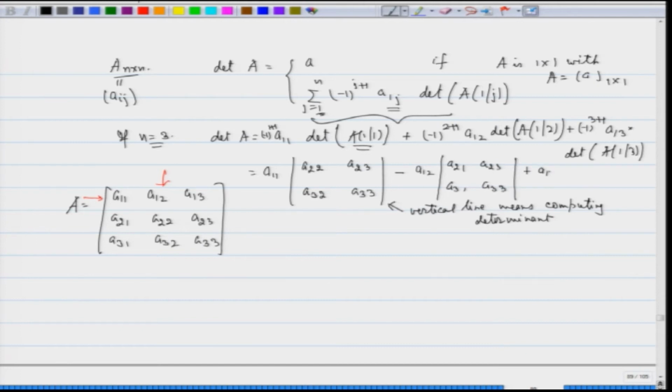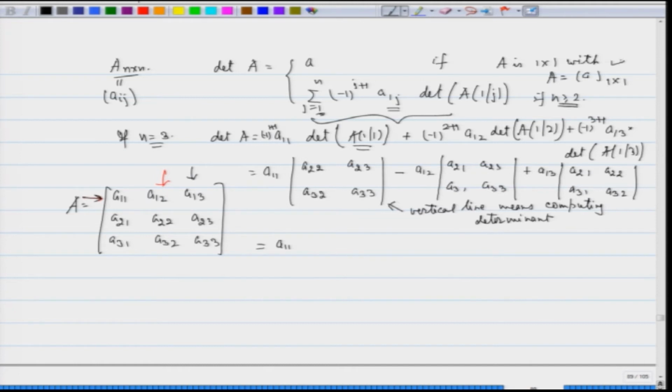Plus A13 into, now I am supposed to remove the first row and third column. So, now I am supposed to remove this column and this row. So, this goes off, I am left out with this part, all right. So, I am left out with A21, A22, A31 and A32. So, this is again A11. Now, I can again apply induction here. So, this is true if n is greater than or equal to 2, fine.